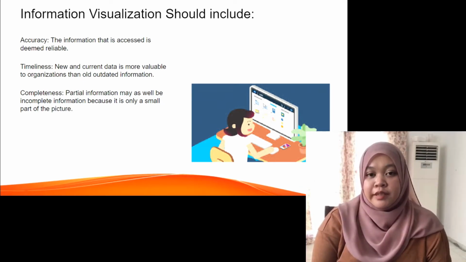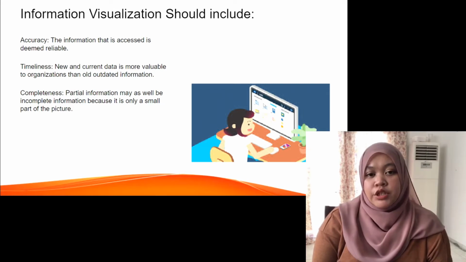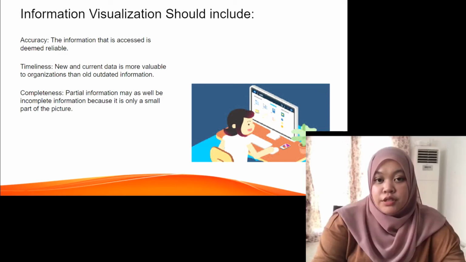So second one is timeline. Good data analysis slices data in many ways, looking for patterns which emerge over time. A huge amount of data from different time frames, which are represented using numbers on a spreadsheet, will cause confusion. Hence, the new and current data are more valuable to an organization rather than the old and outdated data. So the last one is completeness. Partial information may as well be incomplete information, as it may only show a small part of the story.